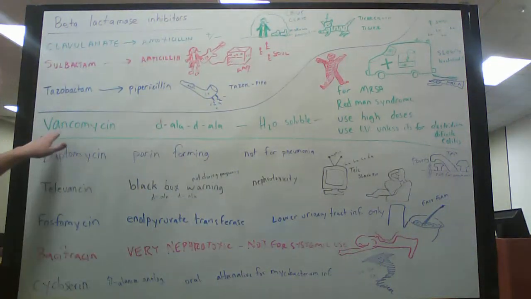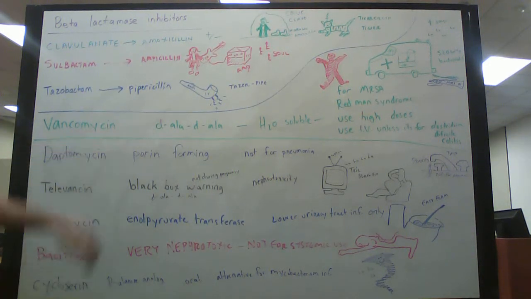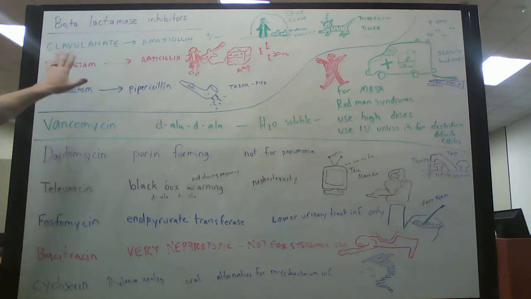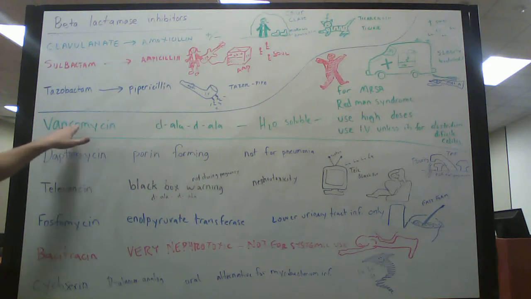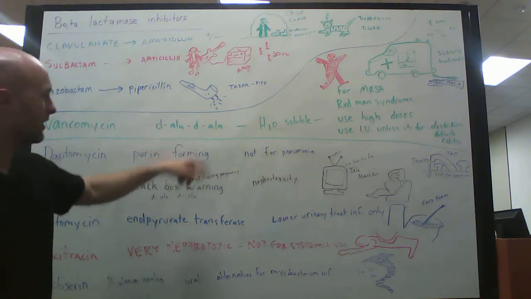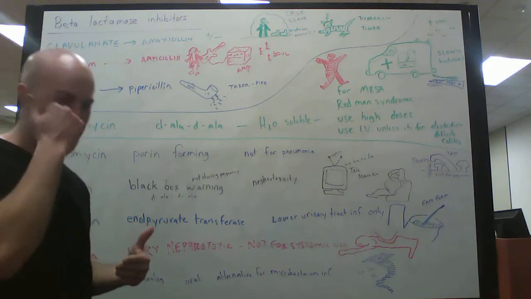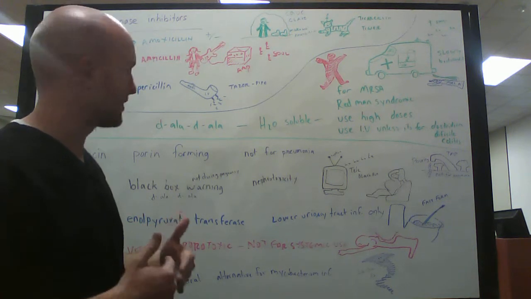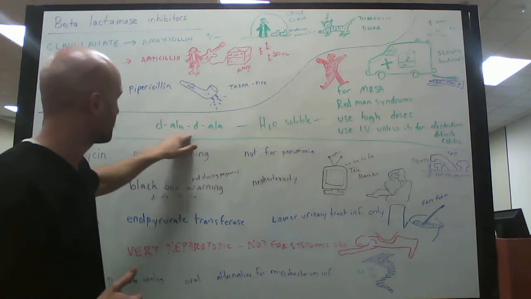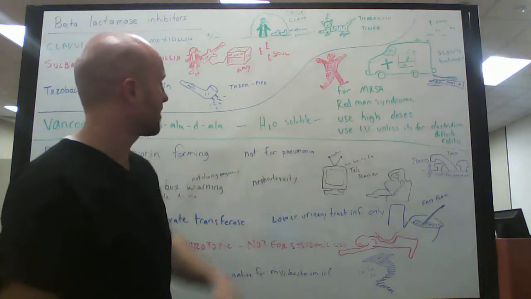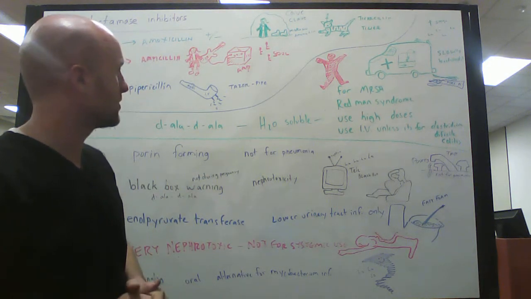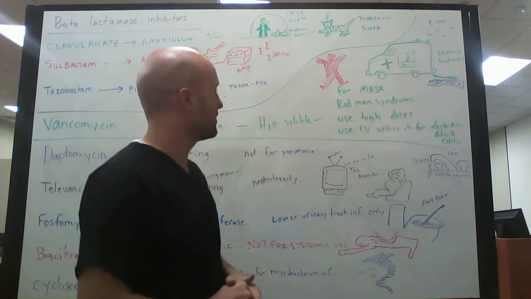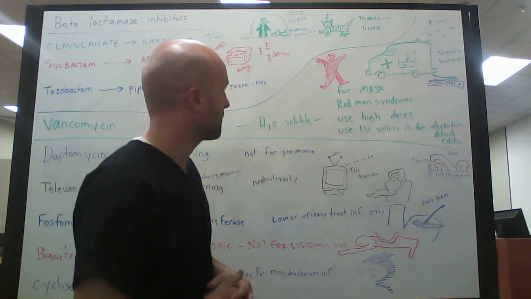Now down here I have vancomycin, and this is not a beta-lactamase inhibitor. This is a new category here. Vancomycin disrupts the D-Ala, which I believe is part of the cell wall in bacteria. And vancomycin is H2O soluble, and it is used for MRSA.